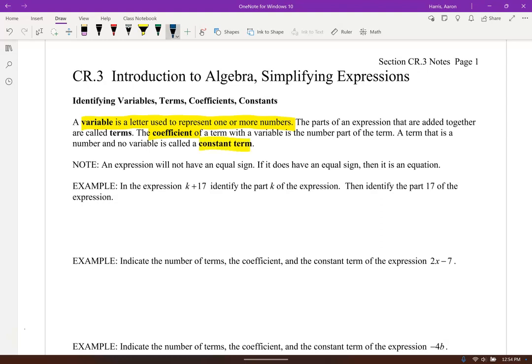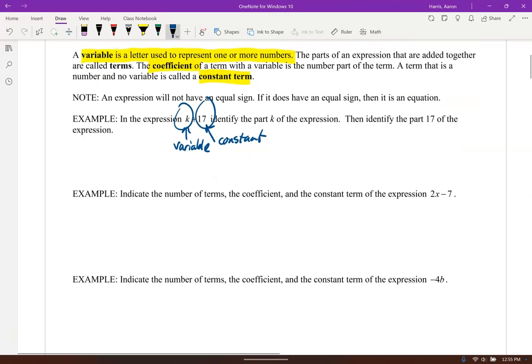For example, here you have k plus 17. K is your variable. 17 is your constant. And there's two terms, right? The number of terms is separated by a plus or a minus. There's one term, there's another term. Two terms, k is a variable, 17 is a constant.